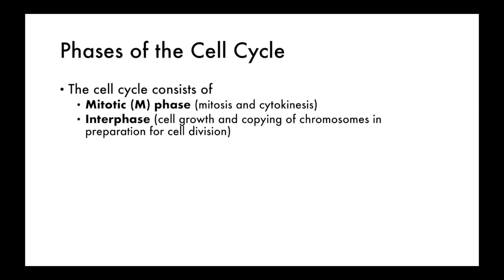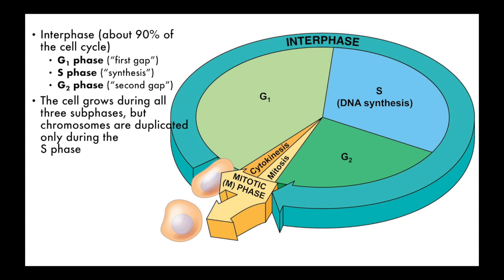But there's parts of interphase where they may copy the chromosomes to prepare for cell division should they receive the signal that it is time to divide. So another way to represent that is in this sort of clock face pie chart here. So interphase is roughly 90% of the cell cycle. And that's most of the time that the cell is around, it's going to be in interphase.